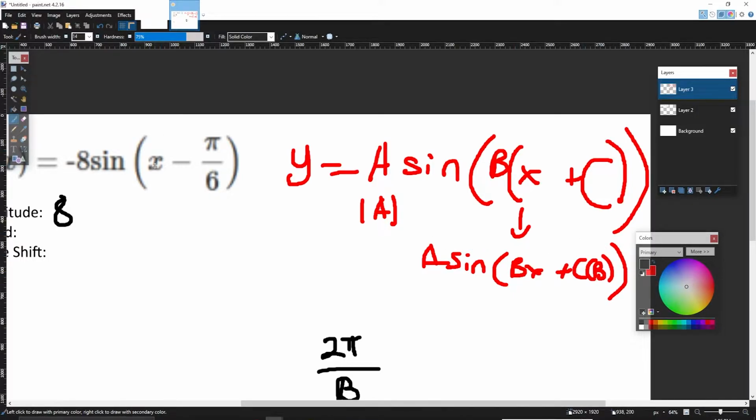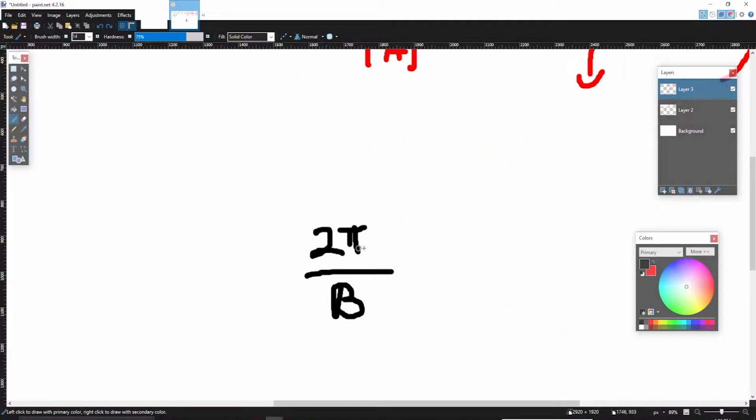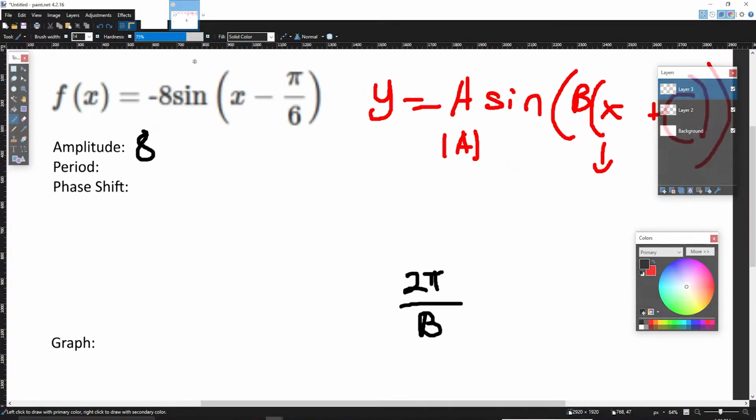So for example, if there was a 6 here, we divide 6 from x and we pull out the 6 from here too, if that makes sense. I hope that makes sense. The period is just 2 pi divided by b, right? But here, since b is 1, we're just gonna have 2 pi as our period. For sine and cosine graphs, the period is always 2 pi divided by b.